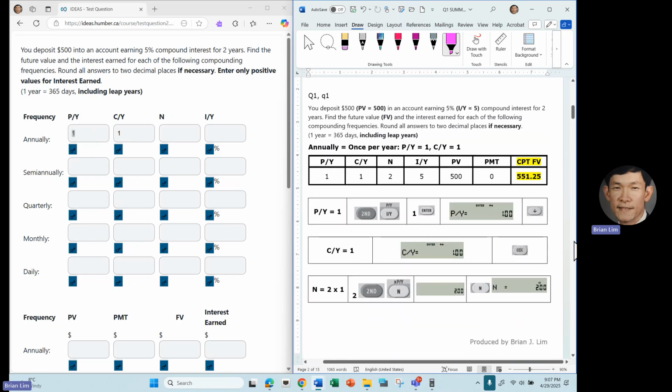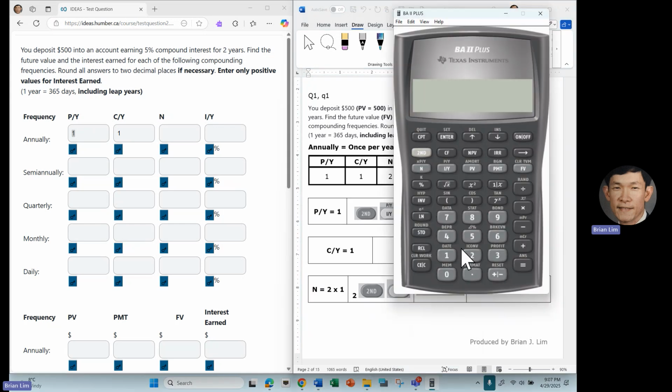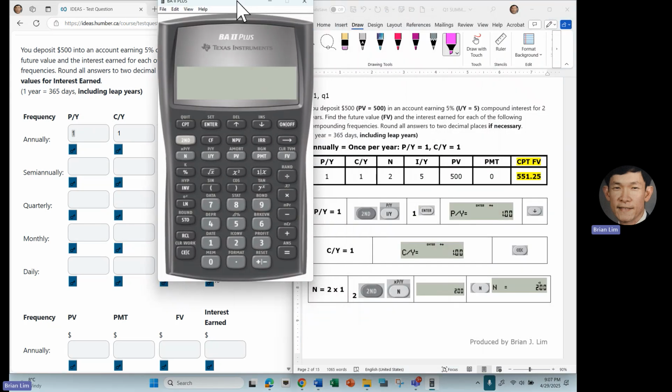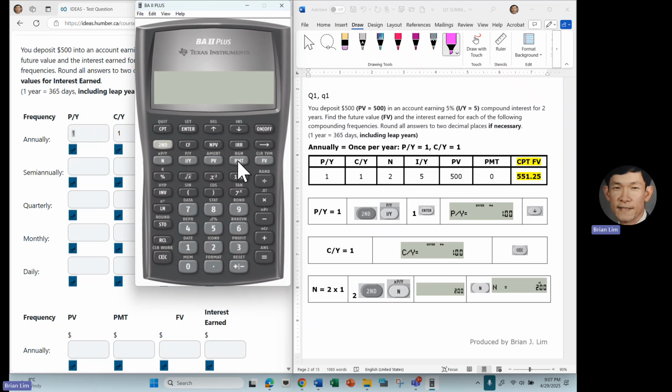Now, there are numbers that need to be filled into registers, boxes, whatever you might like to say. Now, this is what the calculator looks like. And as you can see, you cannot see PY and CY. These are not visible. Why? Because if we turn on the calculator, there's a second function right there. And that is why here it's saying to click on second PY to enter these values.